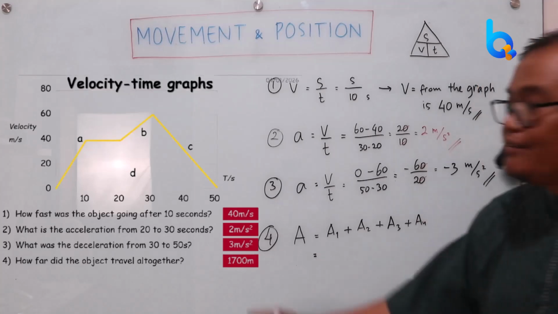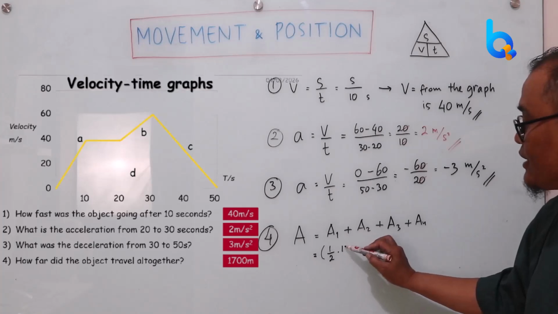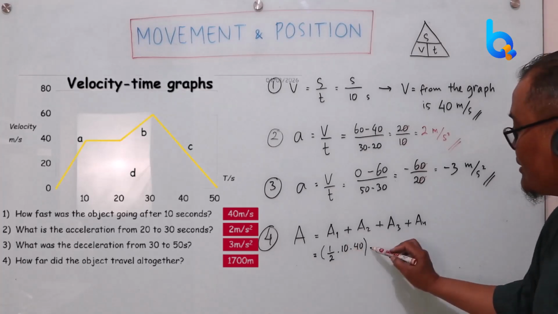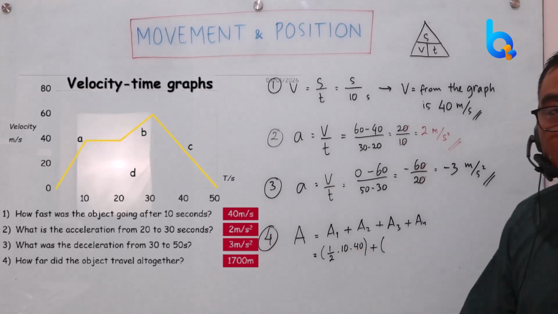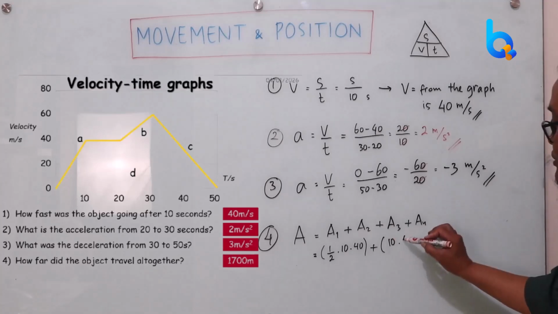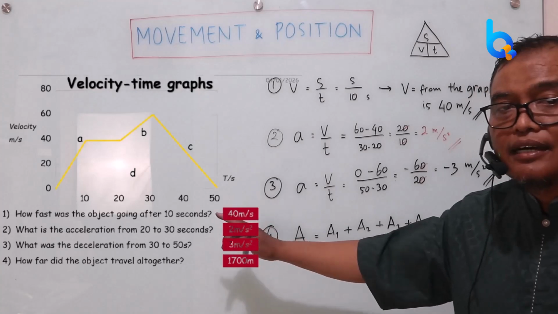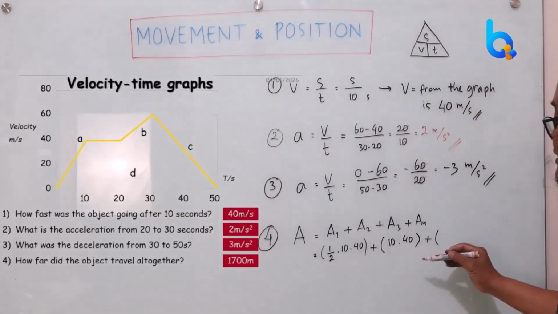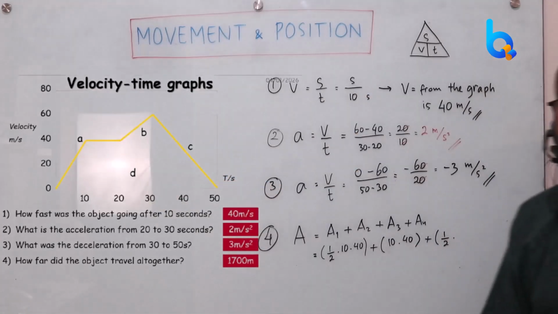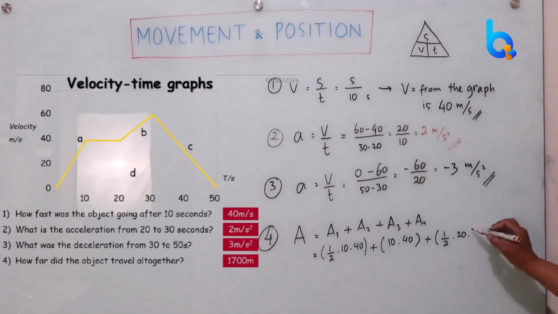Area 1 we can define as a triangle. It means half of base, which is 10, times height, how many? 40. Next, plus A2 is a rectangle, which is length times width. So this is 10 times 40. And then area 3, we can put area B, we can treat it as a triangle also. Half of base, how many? Base is 40 minus 20, which is 20. And height is 60 minus 40, which is 20.